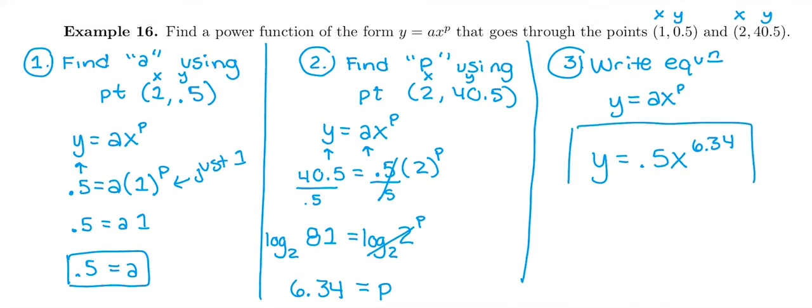We found a by plugging in the point with the x value 1 in it, and got a of 0.5. Then you plug in the point that doesn't have the x value of 1 and use logs to solve for the power p. And we just rounded to 2 decimal places, and our final answer is 0.5x to the 6.34.